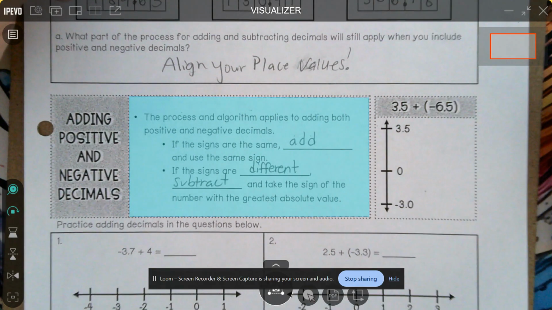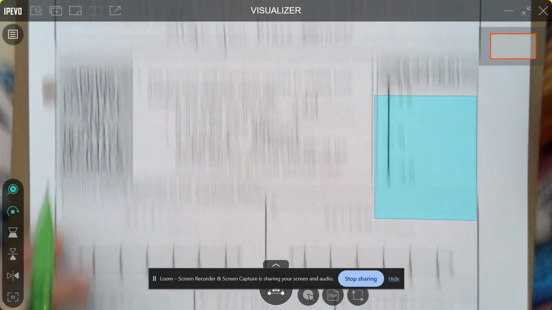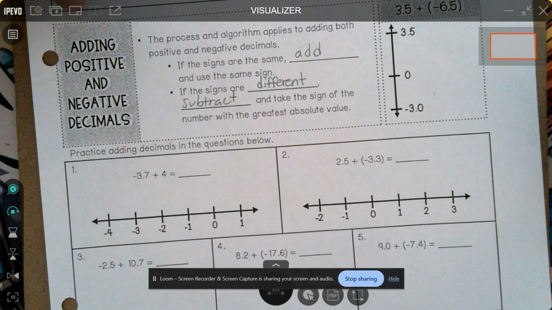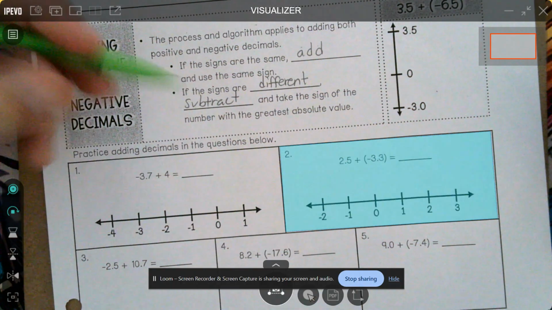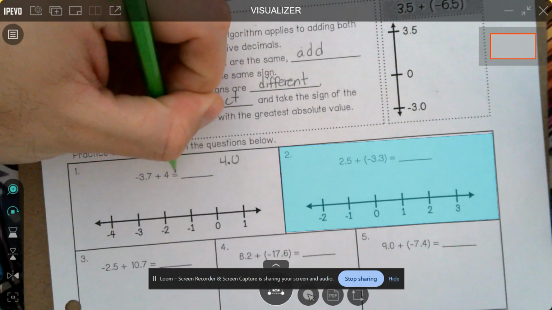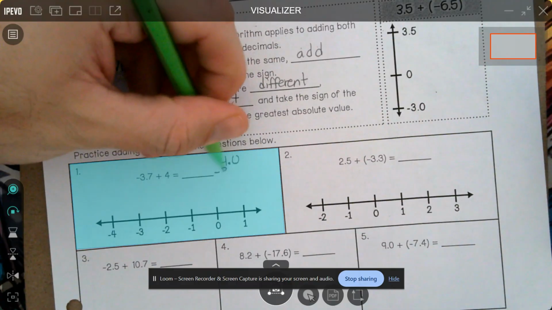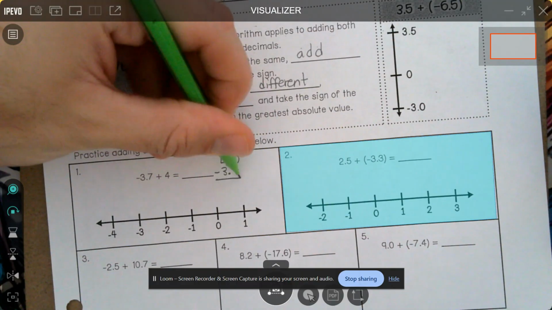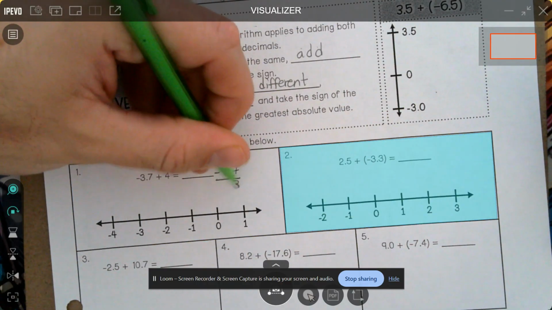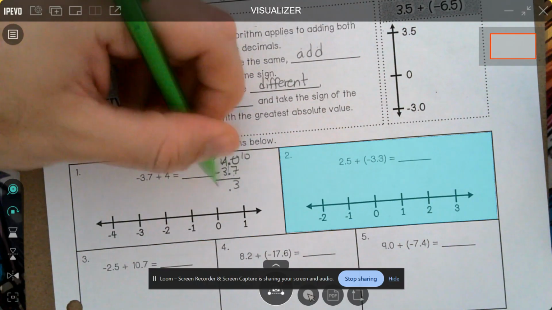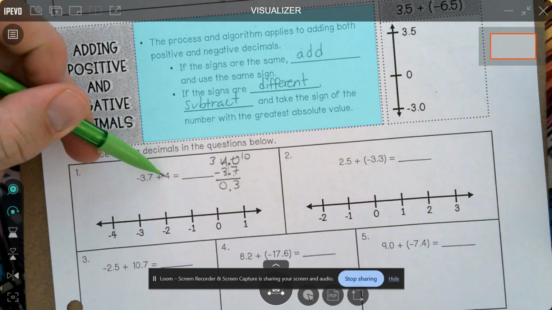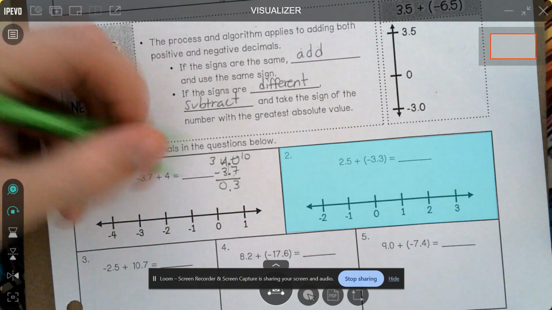Okay, we're going to skip this example. Let's go down here. Number one, we're going to use a number line and solve. So we have different signs here, so we're going to subtract. Let's set up our answer here. 4.0, we have to make sure we have a decimal. Okay, subtract 3.7. If we need to borrow, which we do, that becomes 3. Make it a 10. 10 minus 7 is 3. Bring down my decimal. 3 minus 3 is 0. Now check to see our sign. 4 is a big number, so we keep the sign, and it's positive.